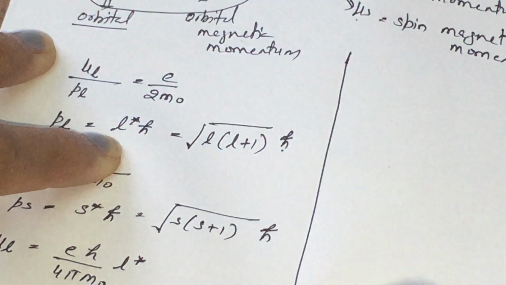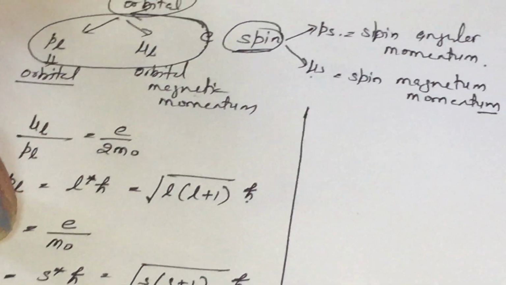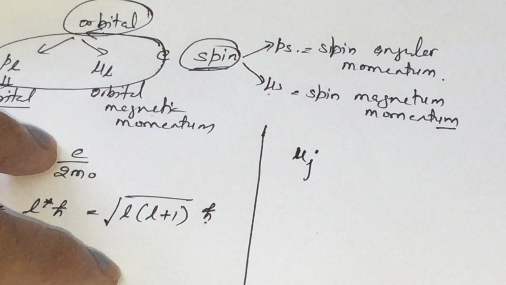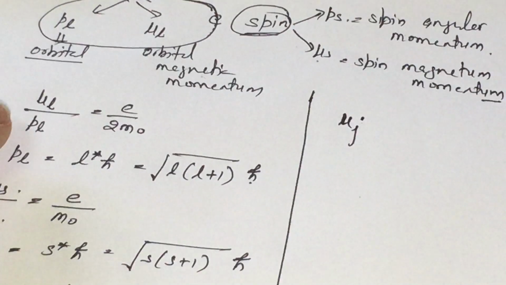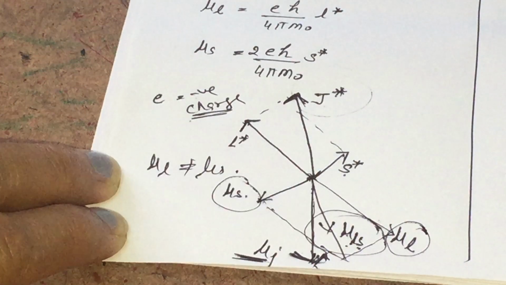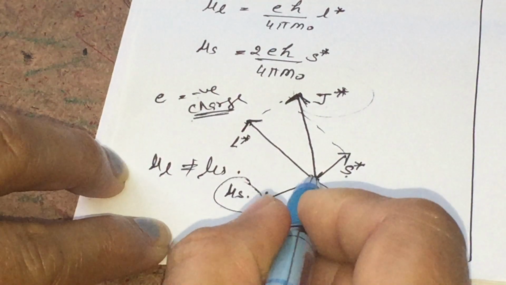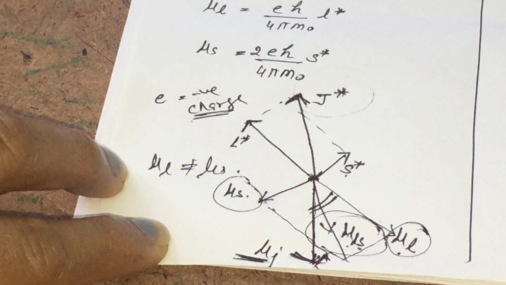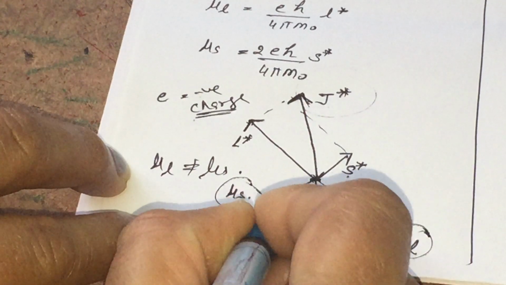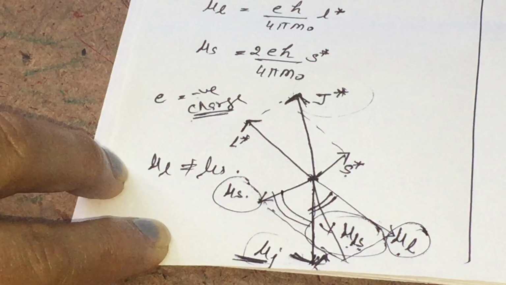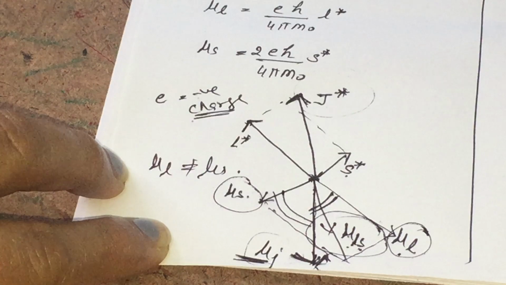The net resultant magnetic moment, that is the magnetic moment opposite to our total angular momentum J, we are representing with mu_J, and we can easily find the value of mu_J with the help of the values of mu_L and mu_S. If we get the horizontal component of mu_L along mu_J, and similarly the horizontal component of mu_S along mu_J, then we will get the resultant value of our total magnetic moment.